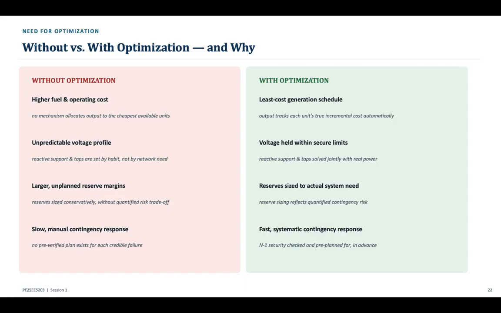So with optimization, what happens? A least-cost generation schedule, because you have a proper generation schedule. If a generator's fuel is going down, or you're not getting enough supply from another part of the grid, very quickly you will transfer, or enhance the scale of your generation on the other side, so the load is properly maintained. Output tracks each unit's true incremental cost automatically. Voltages are held within secure limits, reactive support and taps are solved jointly with real power, reserves are sized to actual system needs, and contingency responses are fast and systematic.